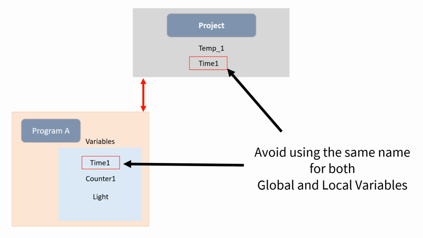Global and local variable names have to be different. Within a PLC program, you cannot reference a global variable if a local variable of the same name exists for that program. So avoid using the same name for both a global variable and a local variable.